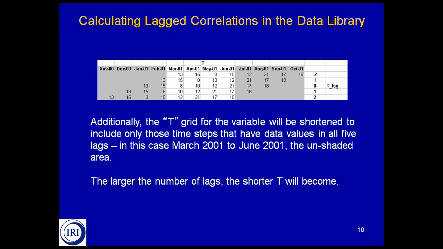Additionally, the T grid for the variable will be shortened to include only those time steps that have data values in all 5 lags. In this case, March 2001 to June 2001, which is the unshaded area shown in the figure here. So the larger the number of lags you use, the shorter the time grid T will become.